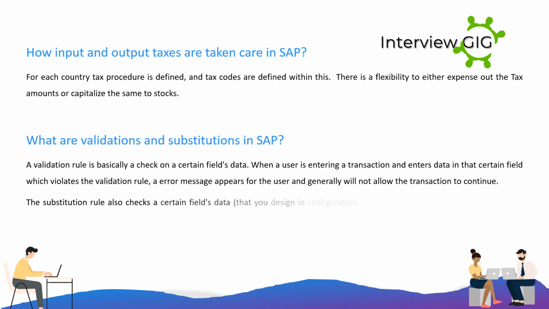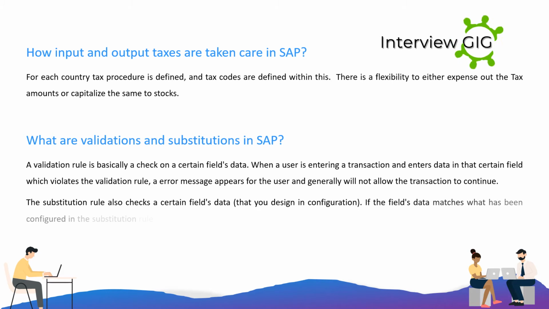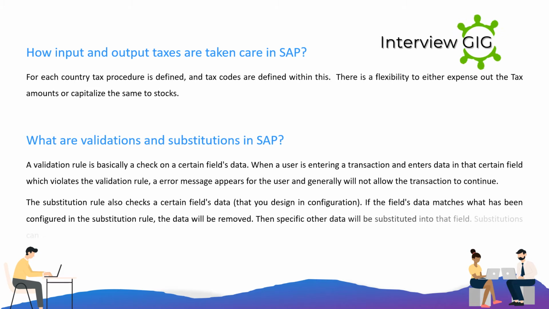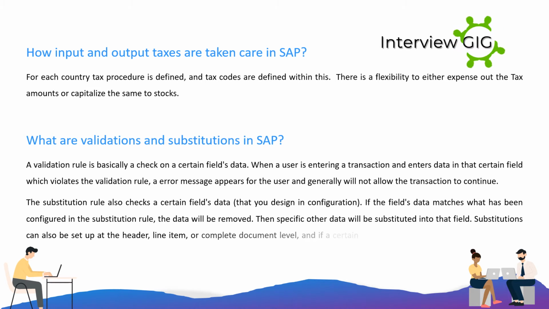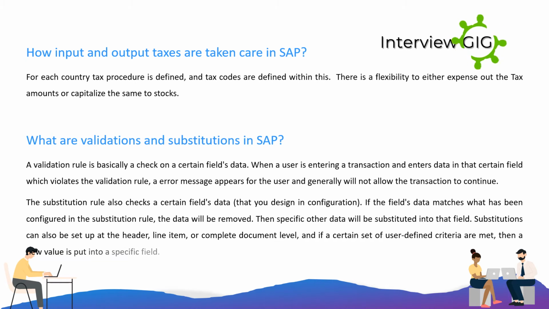The substitution rule also checks a certain field's data, that you design in configuration. If the field's data matches what has been configured in the substitution rule, the data will be removed. Then specific other data will be substituted into that field. Substitutions can also be set up at the header, line item, or complete document level, and if a certain set of user-defined criteria are met, then a new value is put into a specific field.